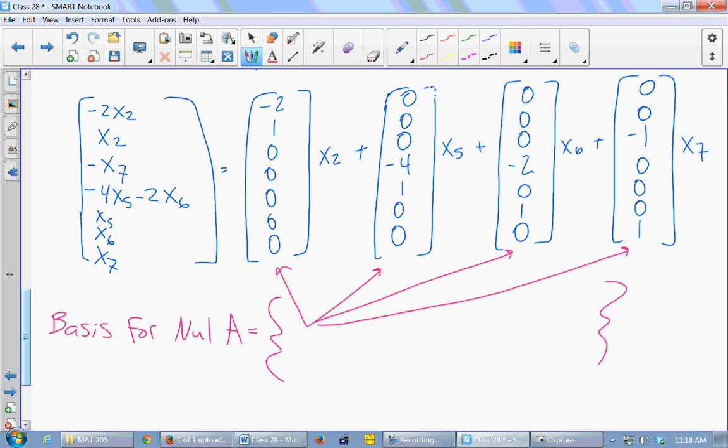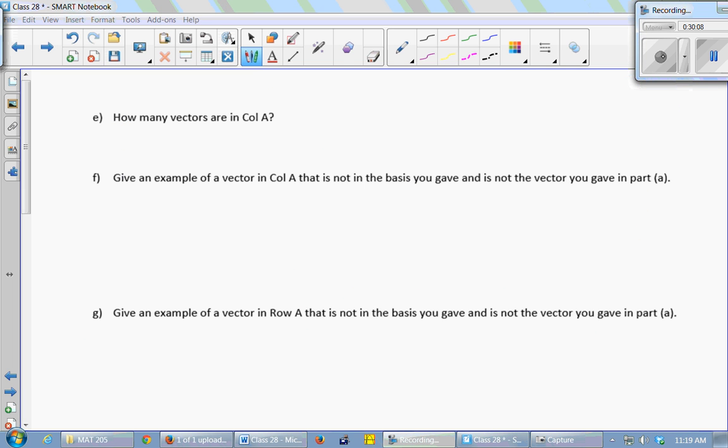How many vectors are in the column space of A? Infinite. There were only 3 in the basis, but the column space of A is made up of linear combinations of the basis using any and all scalars, so there's an infinite number.